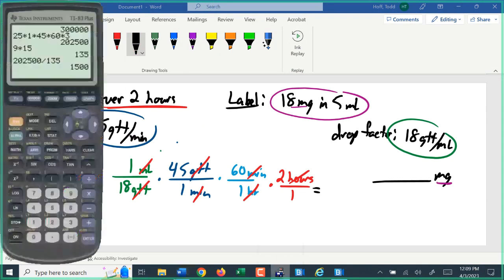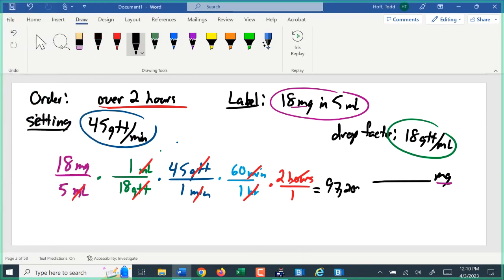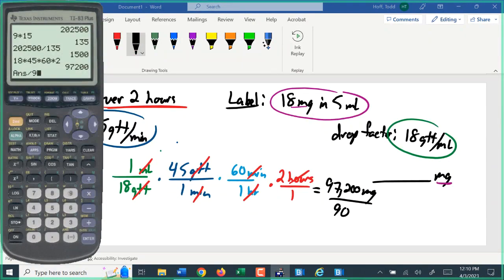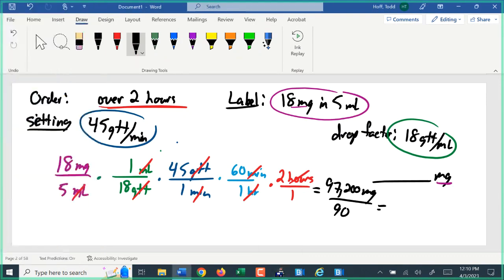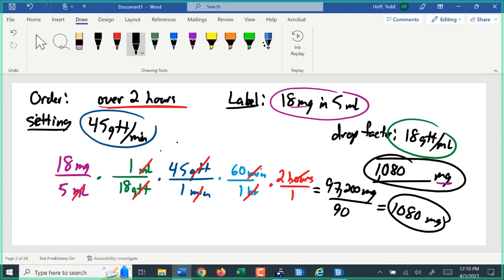We have 18 times 45 times 60 times 2, giving us 97,200. That is milligrams. On bottom, we have 5 times 18, which is just 90. Take that 97,200 divided by 90, and we get 1,080 milligrams. So, 1,080 milligrams is the amount of medication that would be infused over that amount of time.